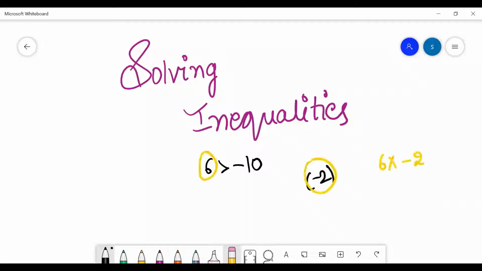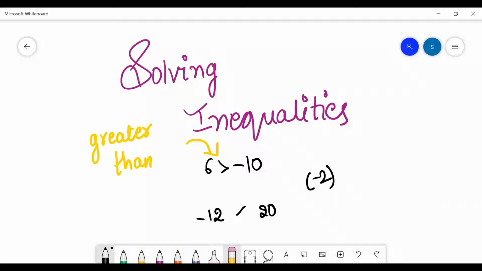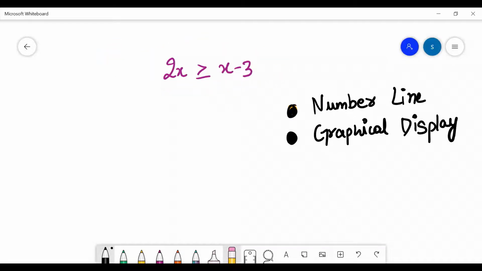So here we have 6 into minus 2, which is minus 12, and minus 10 into minus 2, which is 20, and instead of the greater than sign, we're going to put a less than sign. Now let's try to solve an inequality and represent it on the number line and graphical display.